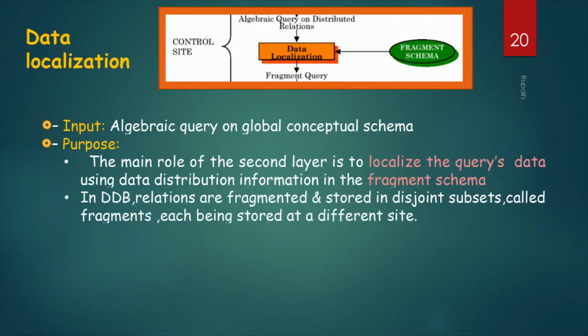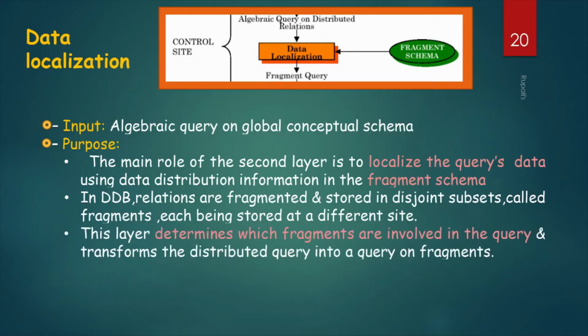That is, in a distributed database, total relations are fragmented and stored in disjoint subsets called fragments, each being stored at a different site. So this layer determines which fragments are involved in the query. That is, when we write the query, we have to fetch some data, and this layer determines in which fragment we can get the result. It then transforms the distributed query into a query on fragments.